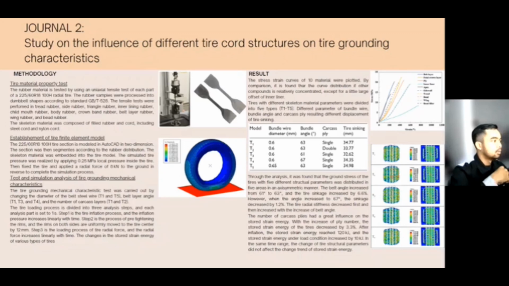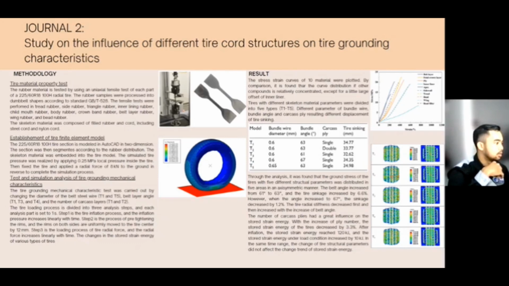The next methodology they use is establishment of tire finite element model. With the same tire, it is modeled in AutoCAD in 2 dimensions. The section was segmented according to the rubber distribution. The skeletal material was embedded into the tire model, and the inflation was realized by applying 0.25 megapascal local pressure inside the tire. And then the tire is fixed and a radial force of 8 kilonewton is applied to the ground in reverse to complete the simulation process.